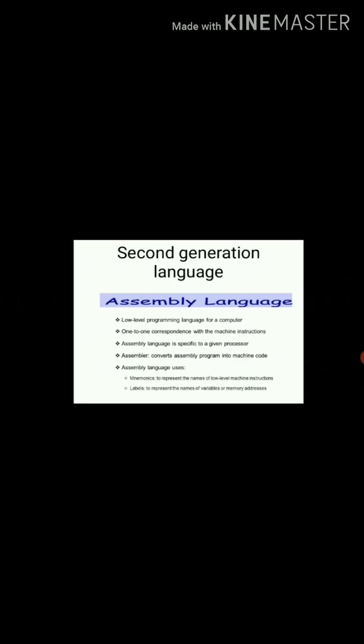A program written in assembly language is called a source program, and the program converted into machine language by the assembler is called an object program or object code. Okay children, got it?